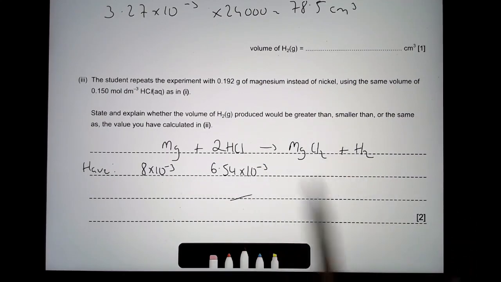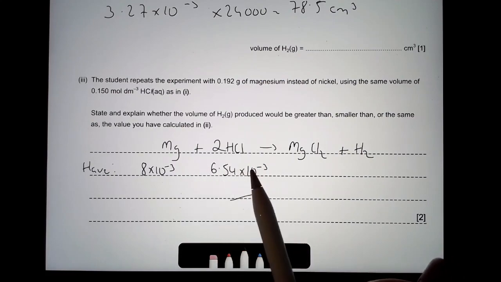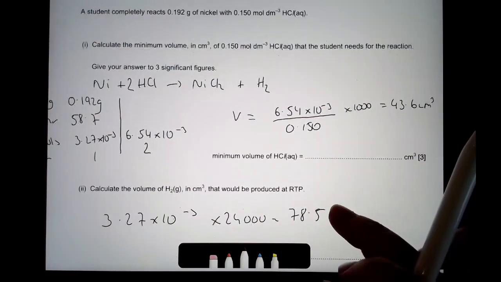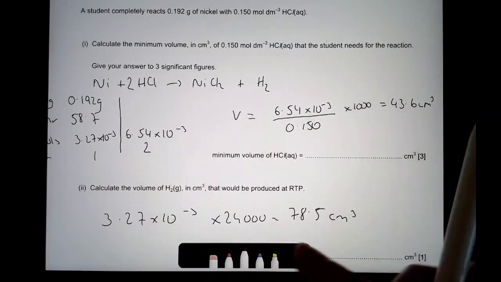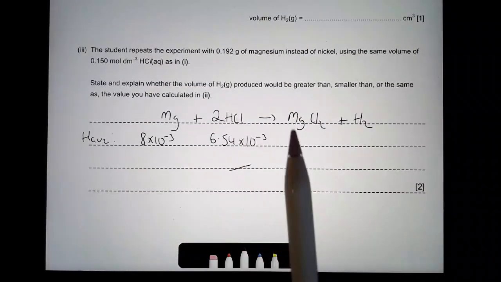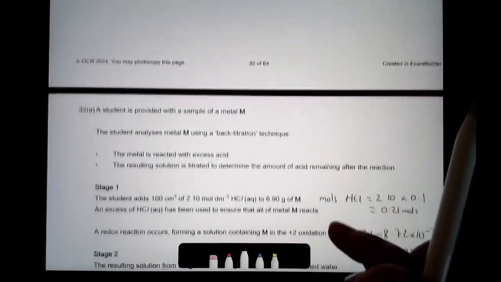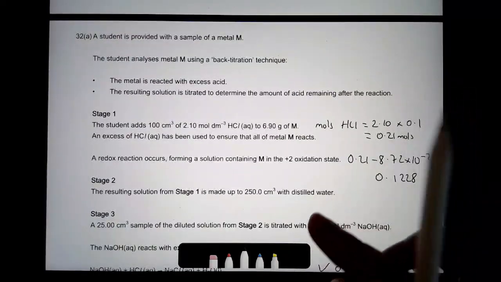So when I'm working out the amount of hydrogen produced, I'm using the number of moles of HCl because that's my limiting reagent, and the number of moles of HCl is exactly the same in both reactions. Therefore, the volume of hydrogen is not going to change. That's just something to look out for in these questions. Make sure you're always using the limiting reagent when you're predicting the mass or volume of a product.